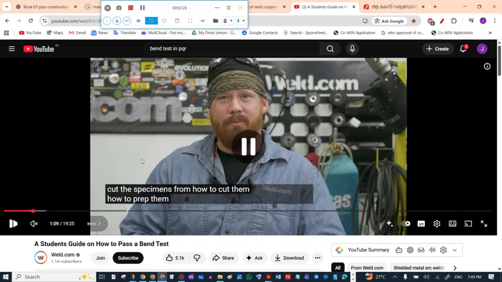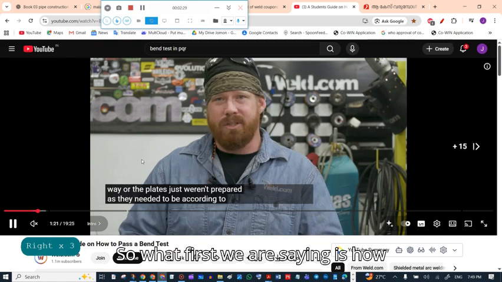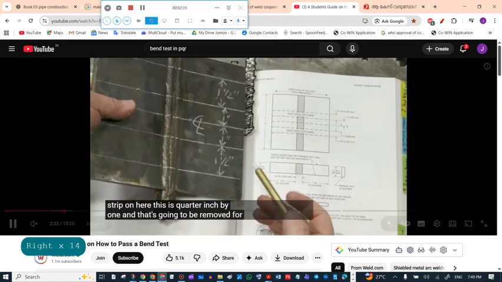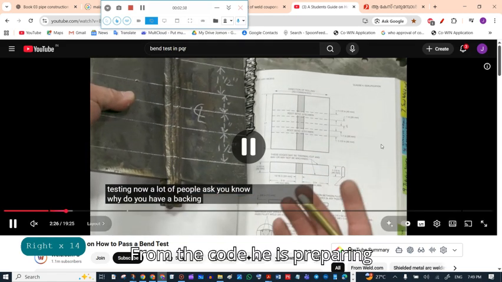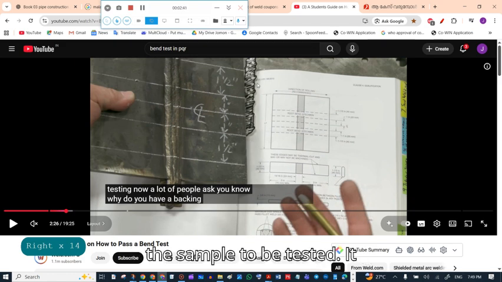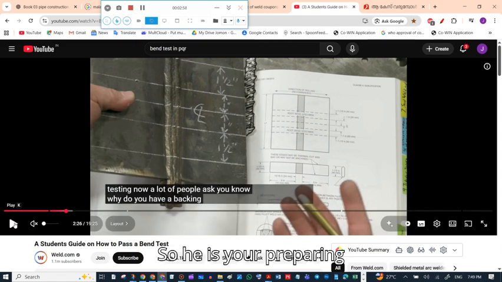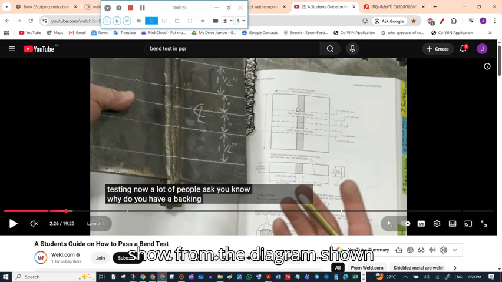So what first we are seeing is how he is preparing the sample to be tested from the code. It is AWS D1.1 2015. In this, it is described how to prepare the bend test specimen. So he is preparing from the diagram shown in this particular code. Okay.